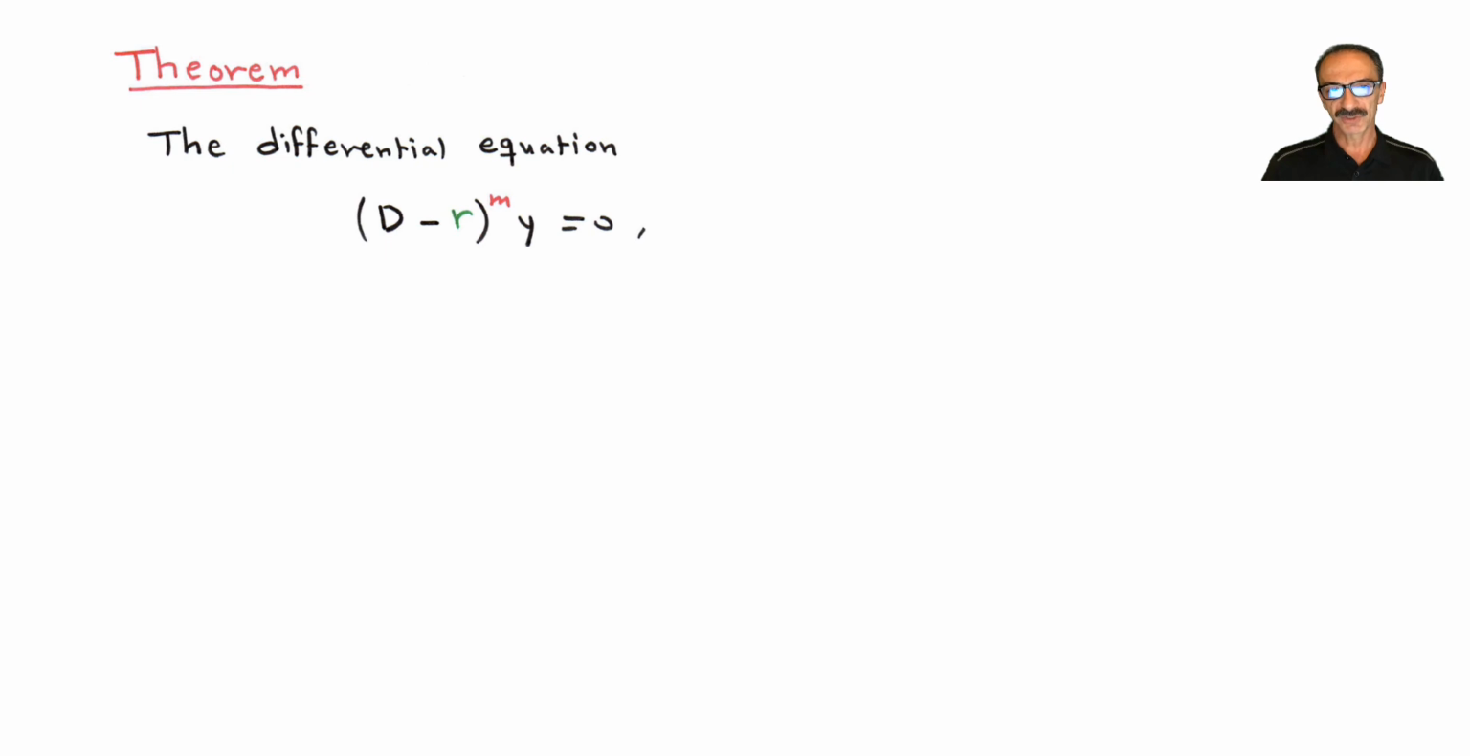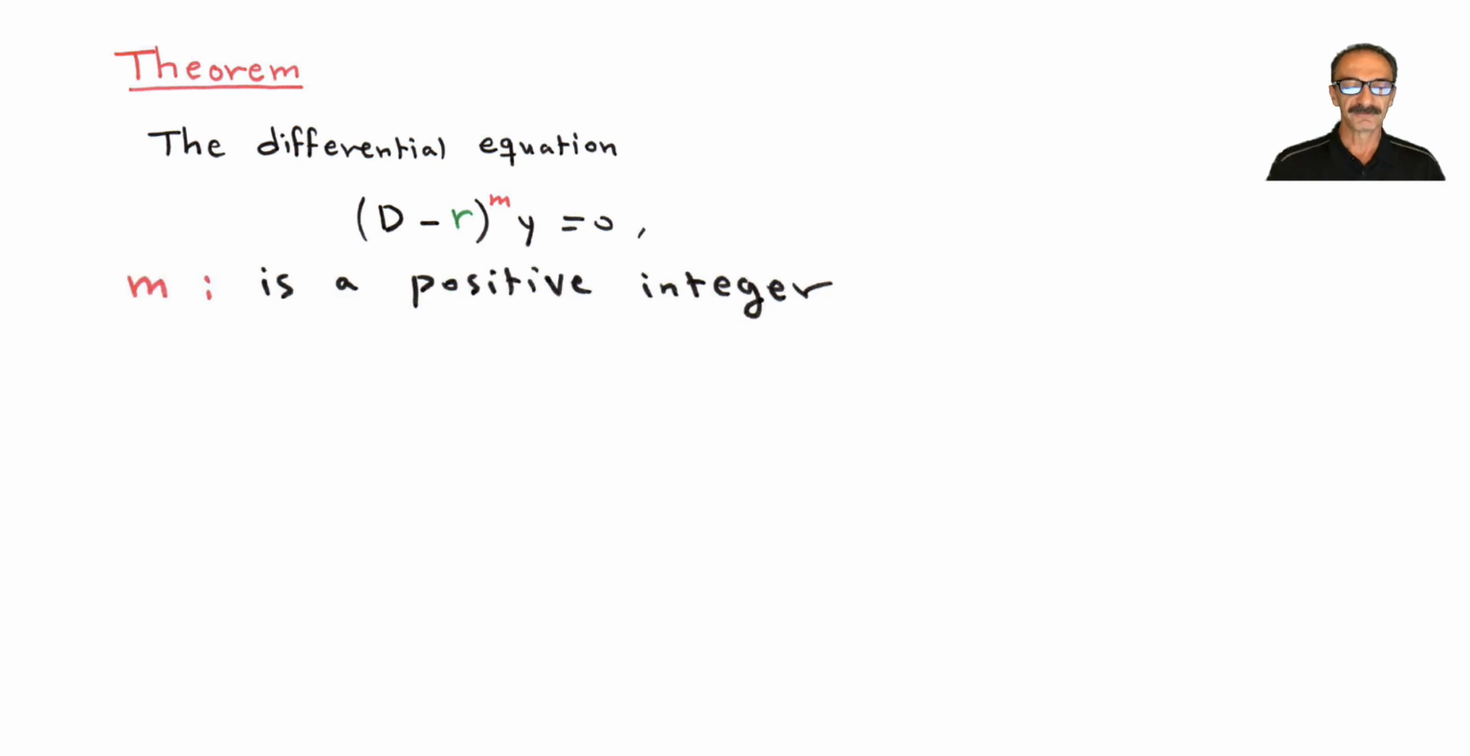So the differential equation (D − r)^m y = 0. Notice the focus here is on r and m. r is what I'll call the root for now. m means repeated. So if you have the second, we'll say D is repeated twice, and so on. So let's focus on the roots and the repeated factor.